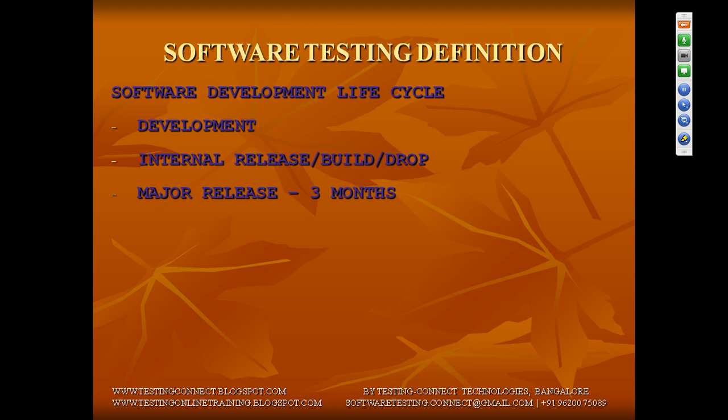There are two types of releases: major release and minor release. Major release means every 3 months, minor release means every 1 month. Remember, it's not static for every project, it may vary from project to project. Minor release is mostly 1 month, or it may be 3 weeks also. Major releases may vary too, 3 months or 2 months or 1 month. So this is nothing but release.